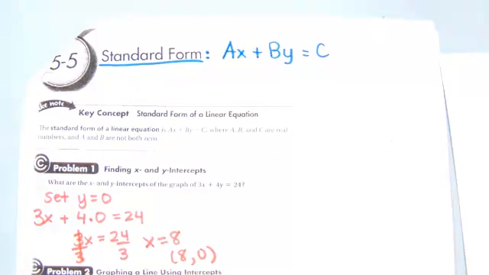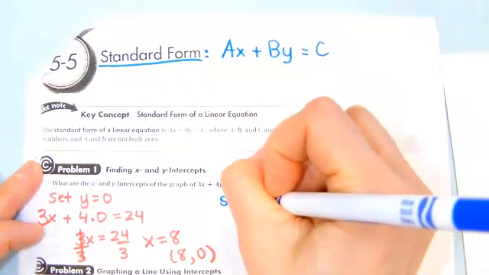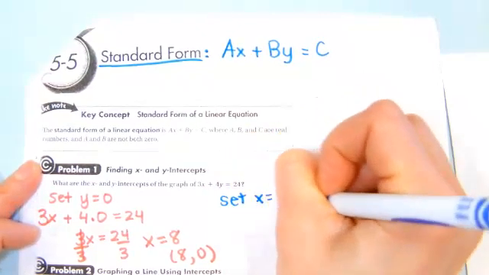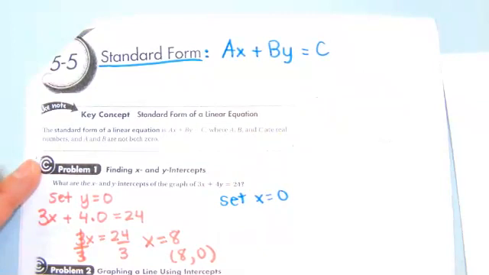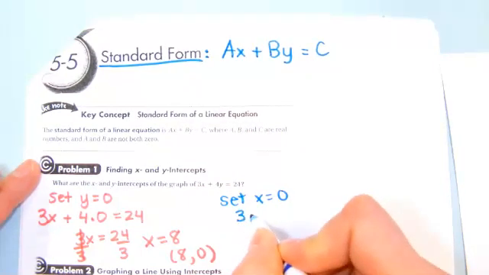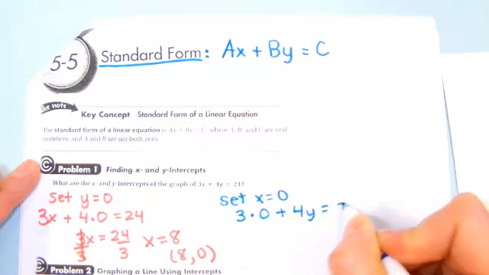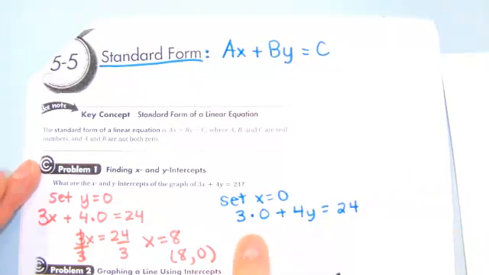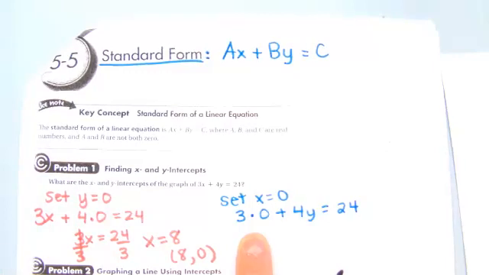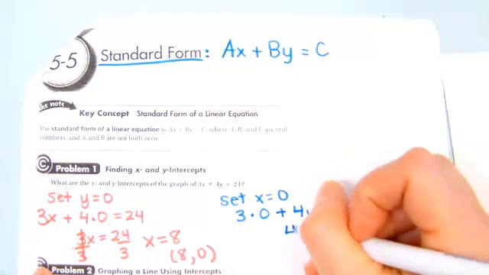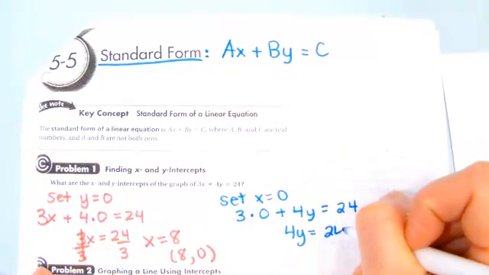Okay, then it says give the y-intercept. So the y-intercept, we set x equal to 0. So I'm going to do that here. Set x equal to 0. And you can already probably guess what's going to happen here. So 3 times 0 plus 4y equal 24. Well, same deal, right? 3 times 0 is 0. So I can take that right out of there. So now I really have 4y equals 24, don't I?